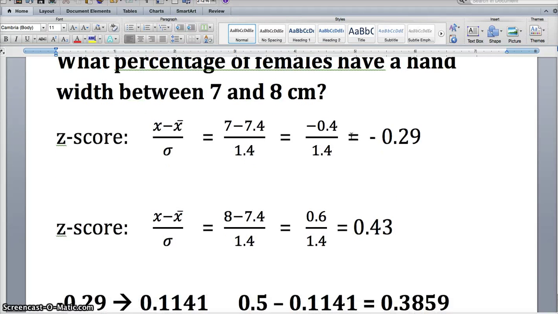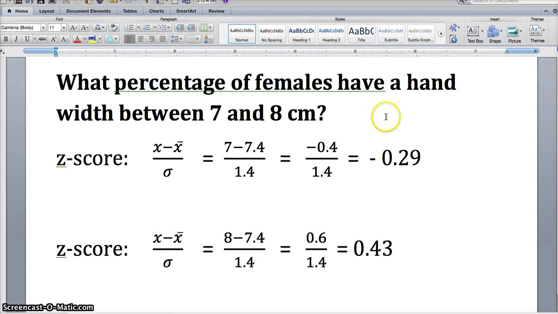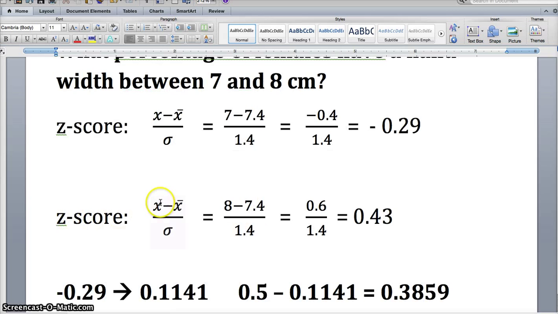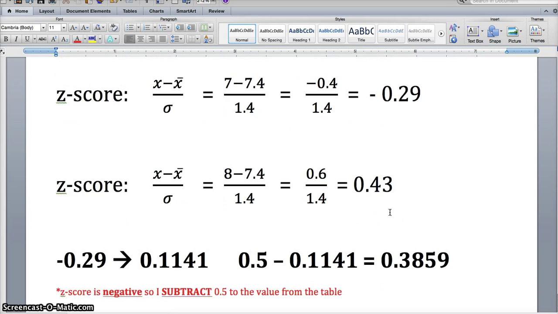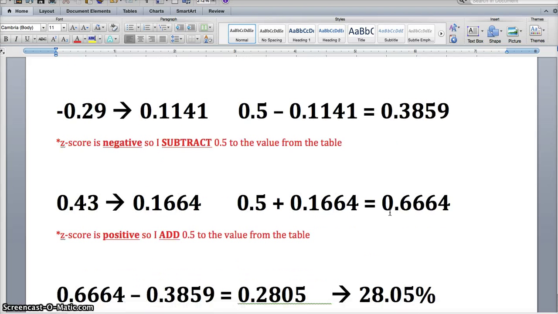Okay, next type of question. What percentage of females have a hand width between 7 and 8 centimeters? So for this one, you have to find the z-score for 7 and the z-score for 8 separately. So here's my calculations for the z-score for 7. 7 minus the mean over the standard deviation, and I have a negative z-score of 0.29. Then I find the z-score for 8, and I have 0.43. So I'm going to do what I did before. So 0.29 in the table gives me 0.1141.